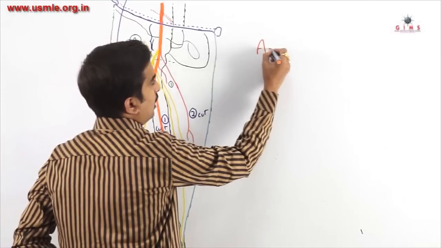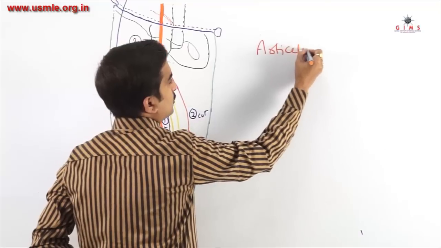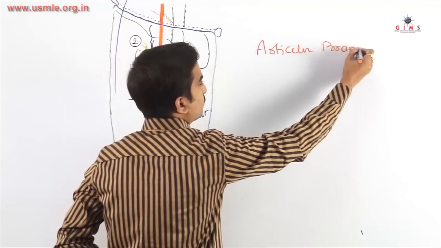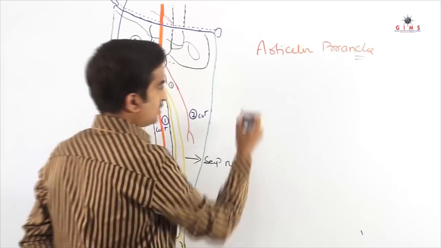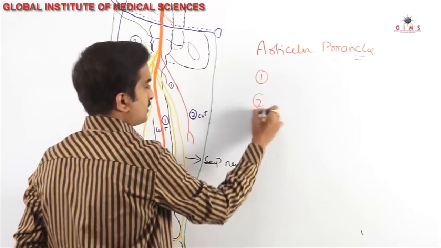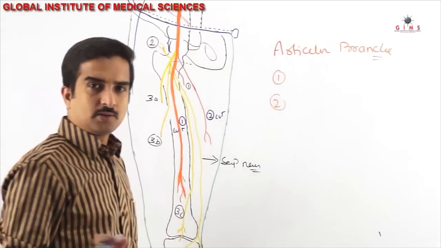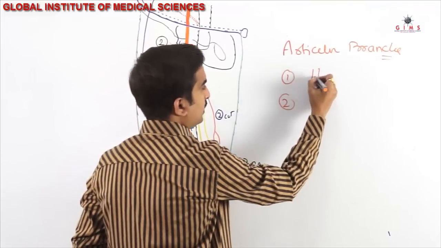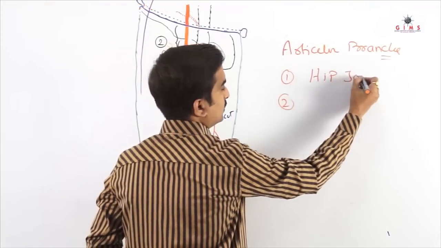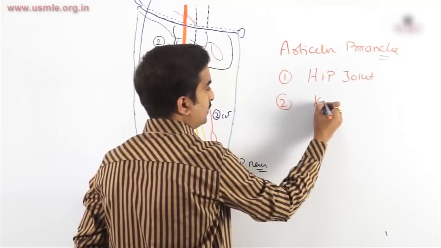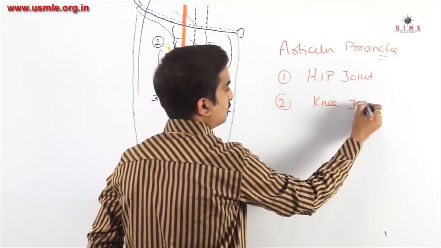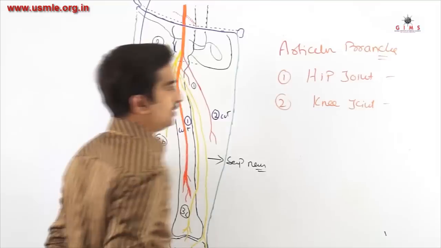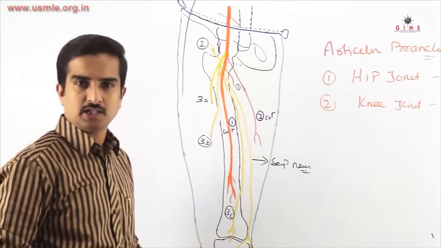Articular branches. There are two articular branches. One is given to the hip joint and the second one is given to the knee joint. So there are two articular branches. One is to the hip joint and one is to the knee joint.